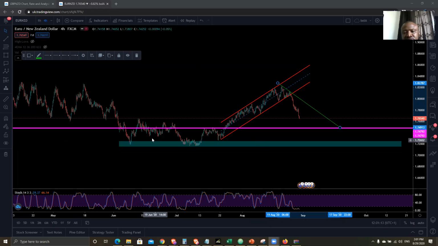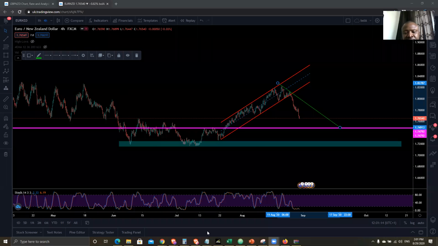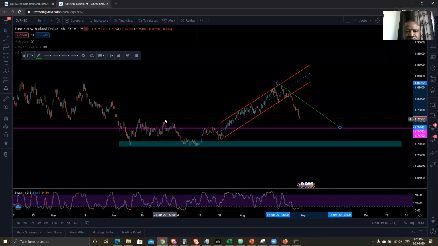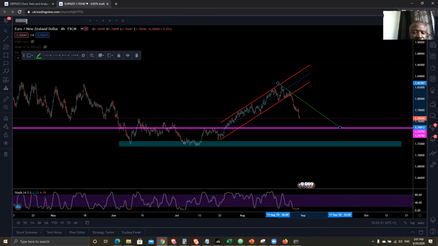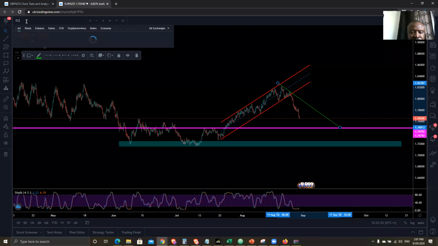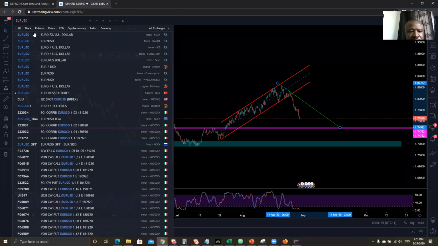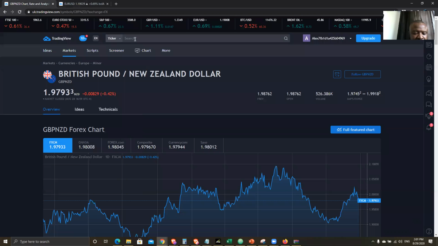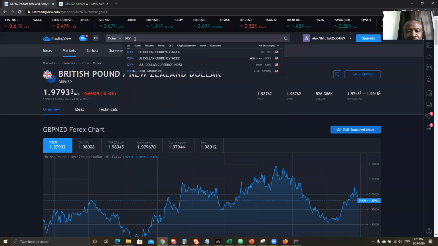All right. So one thing we have to keep in mind on the euro is the fundamentals against the dollar, not against the New Zealand dollar, which we should. All right. So before then, let's quickly look at this, the XY, and then we now check the euro.